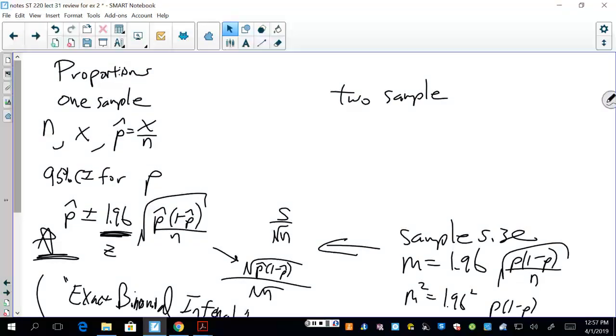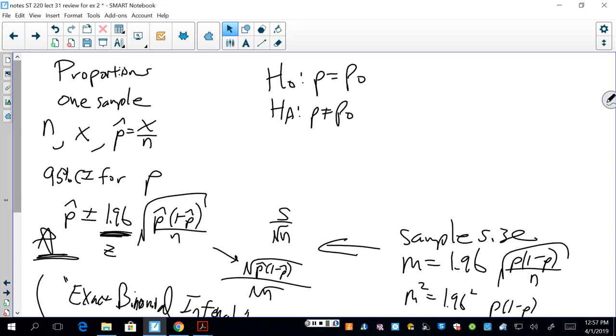One sample things, erase this, two sample things. You could do a hypothesis test. Is the proportion equal to P0 versus is it not equal to P0? And then we calculate a statistic, compare our sample proportion to that one, and divide it by the square root of P0, 1 minus P0 over n. Same kind of standard error formula, but under the null hypothesis, we use P0.